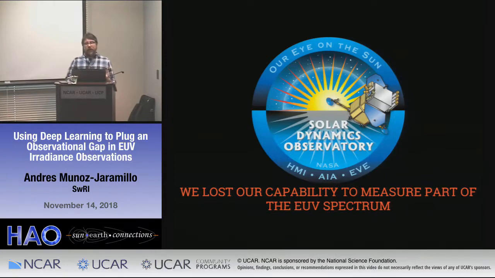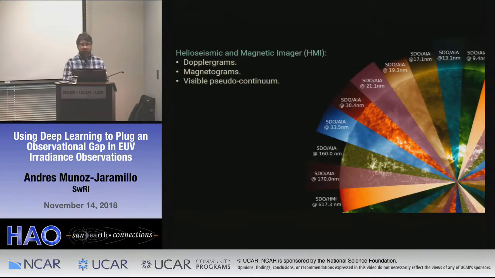So the motivation behind this project was that we lost our capability to measure part of the EUV spectrum. And all the data that we were using to measure that part of the spectrum was thanks to the instruments on the Solar Dynamics Observatory. So SDO, you probably are familiar with this too, has the HMI, the Helioseismic and Magnetic Imager. It gives you Dopplergrams, when you invert the data you get magnetograms, and it gives you the pseudo-continuum, which is here in this part of this mosaic.